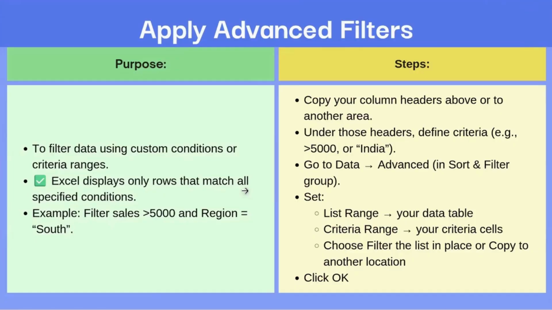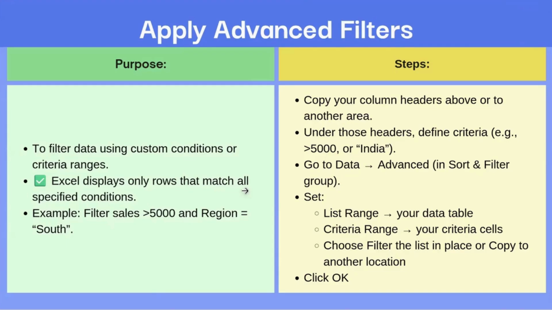Now applying advanced filters. It's used to display only the rows that match all of our specified conditions. Say, for example, we define a criteria where salary or unit price is greater than 5,000 and the country name is India.